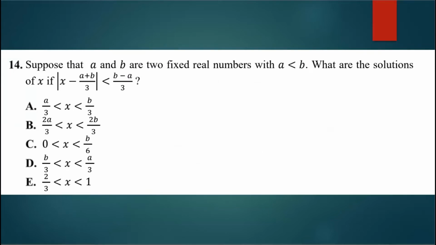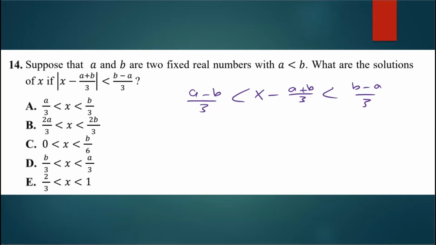Suppose that A and B are two fixed numbers. With that, what is the solution for x if that happens? For this type of inequality, where the absolute value is smaller than, I rewrite it in this form. The contents of the absolute value should be between B minus A over 3 and A minus B over 3. That's a negative value for this, so it cannot be written unless this part is positive. And he said also that A is smaller than B, which means B minus A is positive, so A minus B surely will be negative.